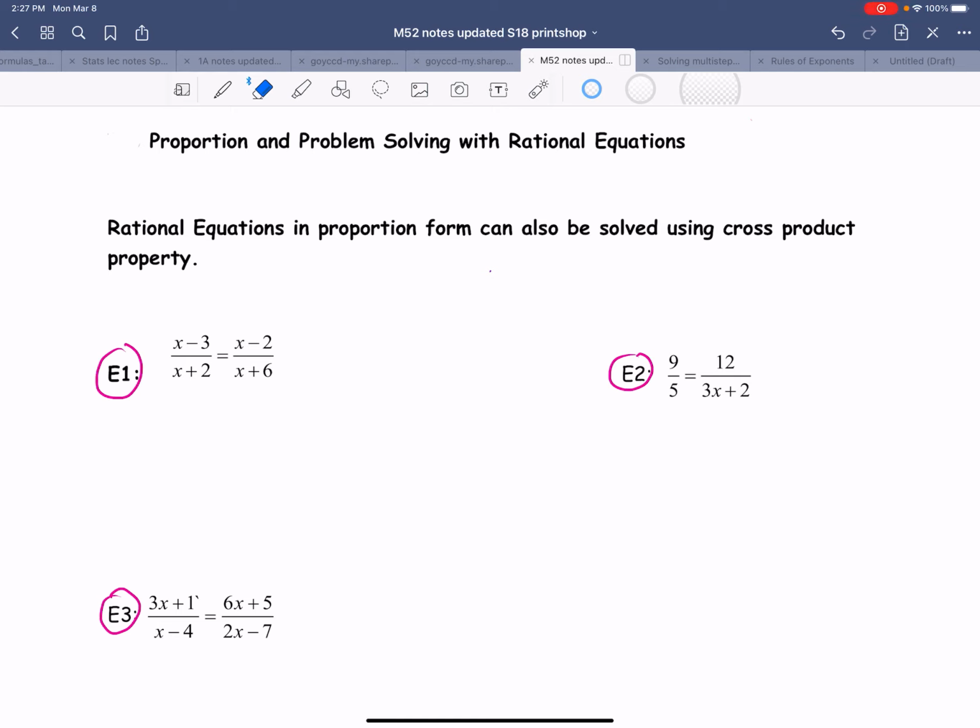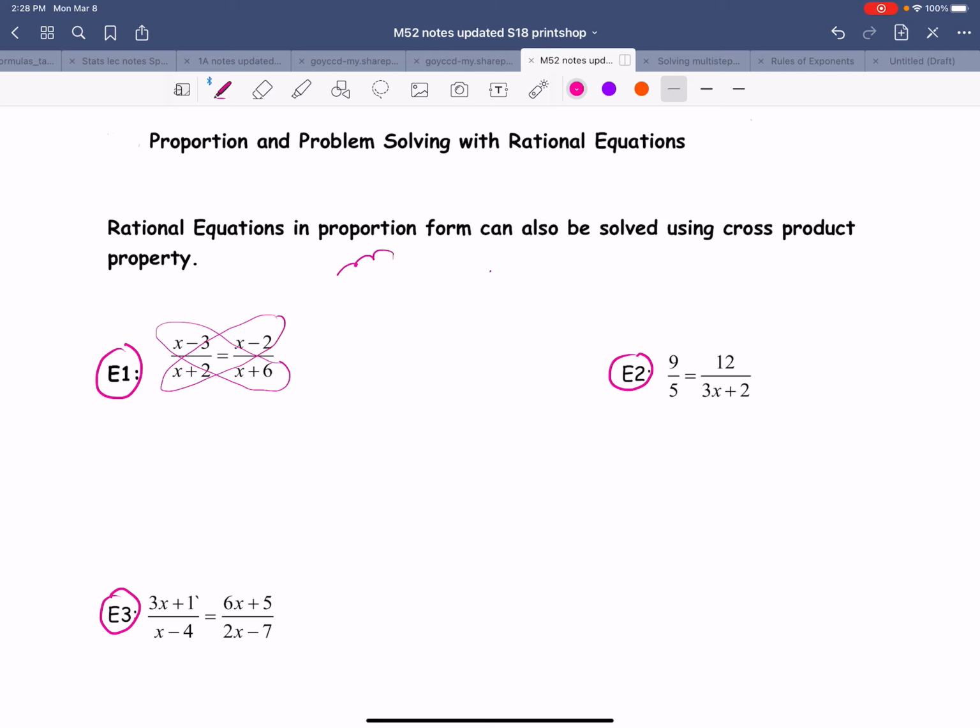In this video, we are going to look at some examples of rational equations, applications of rational equations. Okay, so first one, it's a proportion. It's a proportion with variables involved. So to solve this first equation, we're going to go ahead and do cross multiplication.